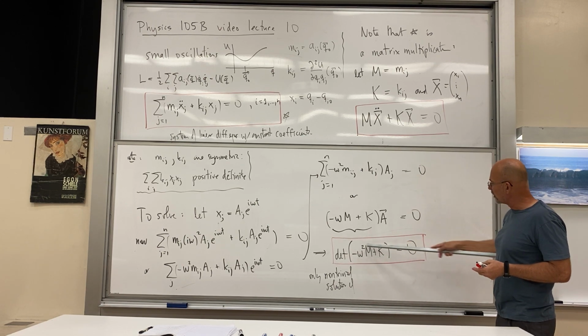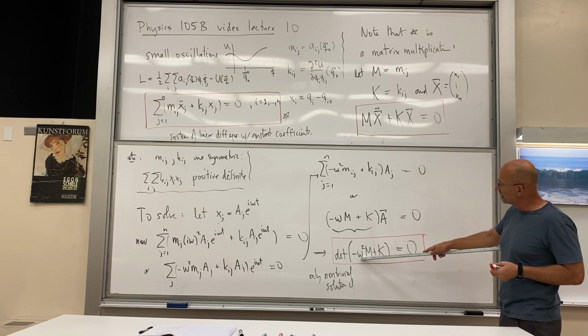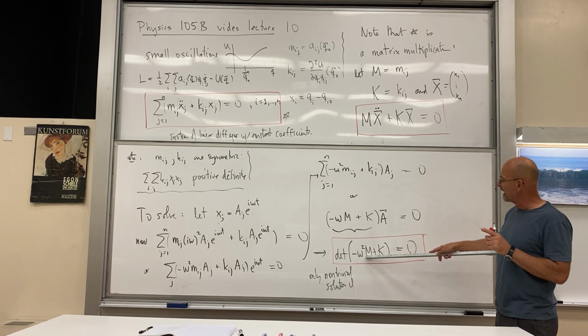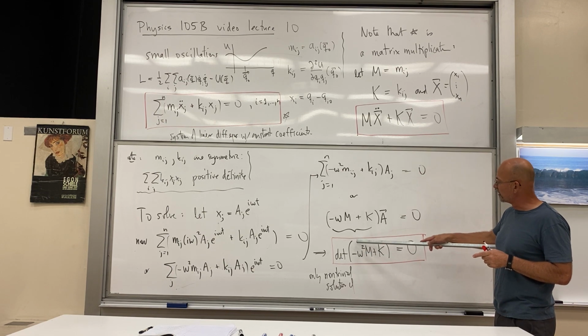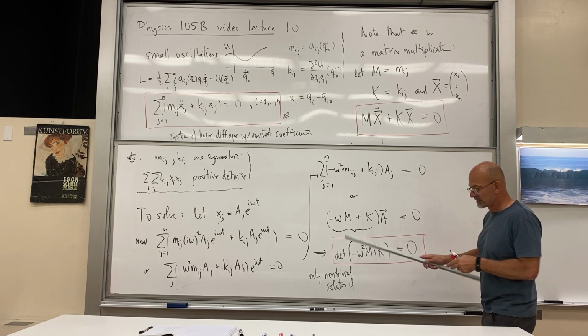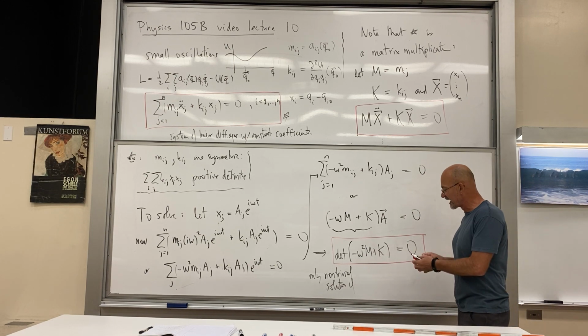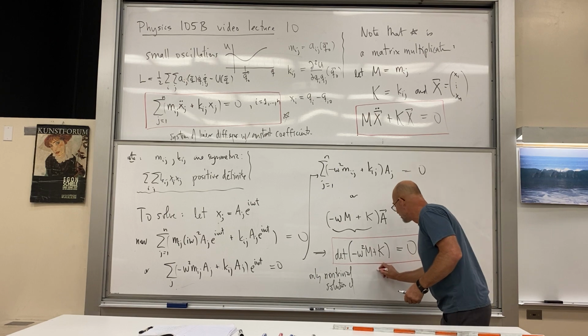And now this determinant is a polynomial in omega squared. It's an nth order polynomial, nth degree polynomial in omega squared. And that is called the characteristic polynomial.